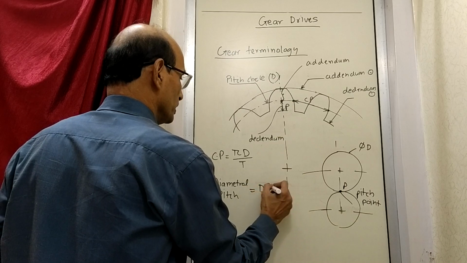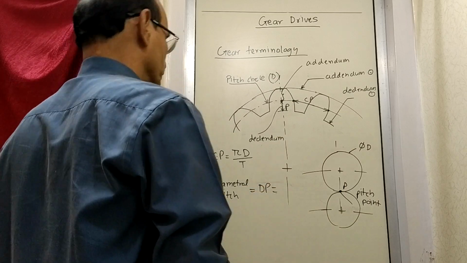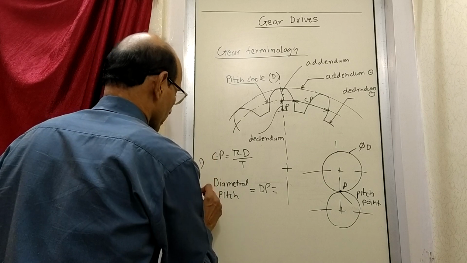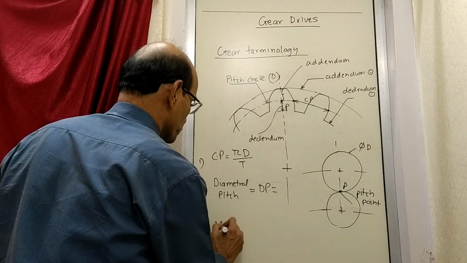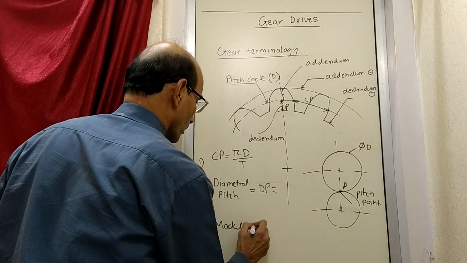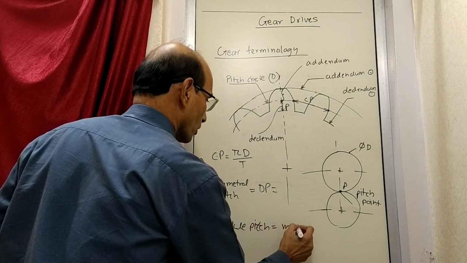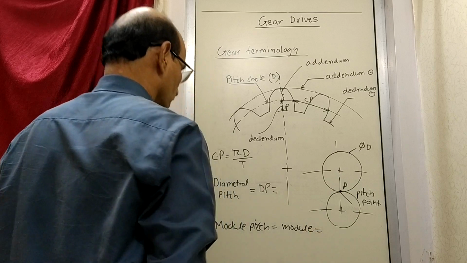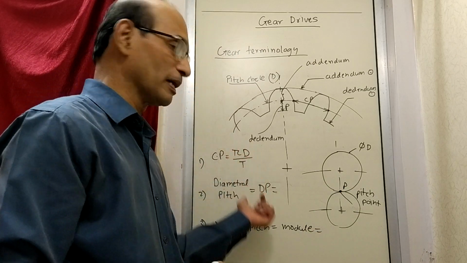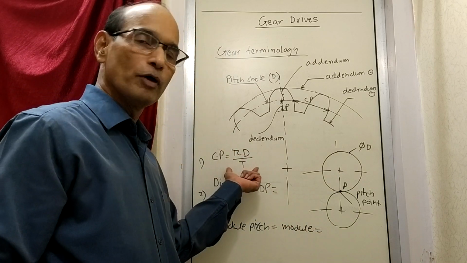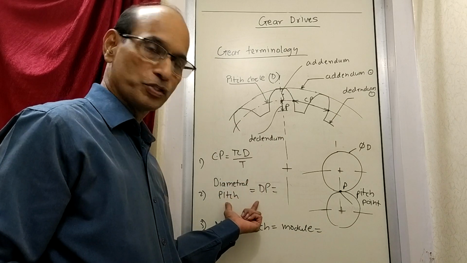It's called as dp, and the third is module pitch, also called as only module, either module or module pitch. So these are the three different types of pitches. Circular pitch we have seen, diametral pitch, and module pitch.